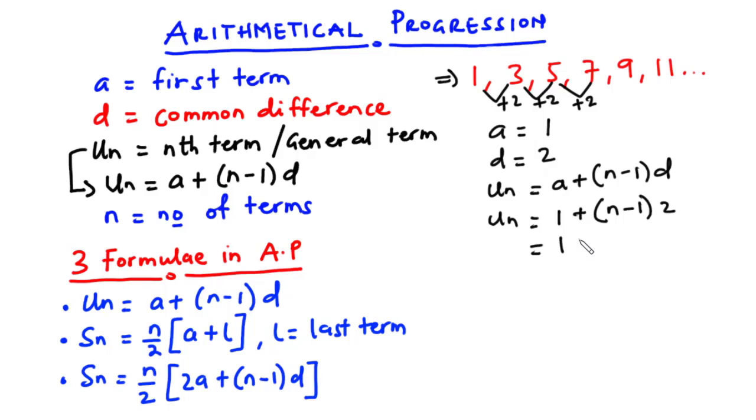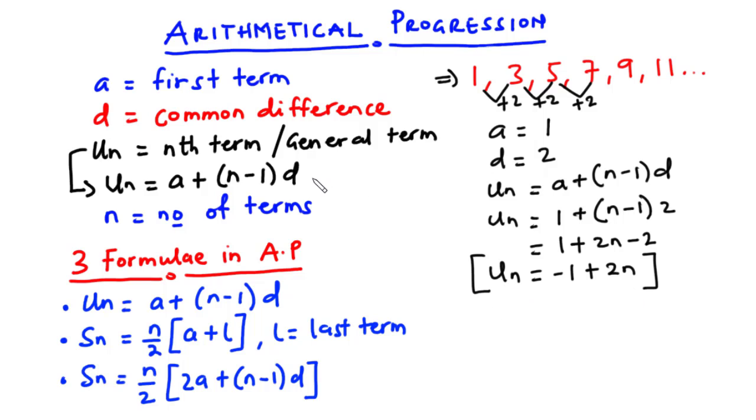So we have 1 plus, now let's multiply 2 across. So we have 2 times n, that is 2n. And then we have 2 times negative 1, which is negative 2. Now 1 minus 2 is negative 1, and then we have plus 2n. So this is the general term or the formula that produces this sequence. So you can test these values using this formula.